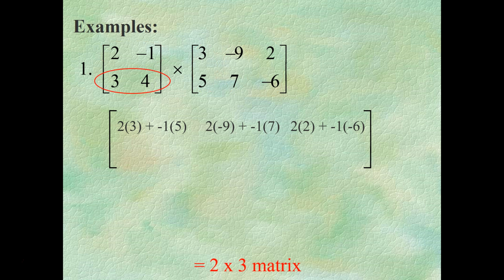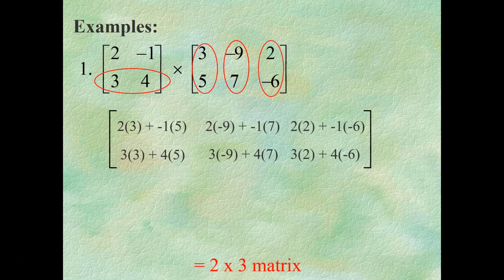So that means we're going to go down to the second row. In the second row, we're going to multiply that second row times the first column to get the first element there. So we're going to take 3 times 3 plus 4 times 5. To get the next element, we would take 3 times negative 9 plus 4 times 7. And lastly, we would take 3 times 2 plus 4 times negative 6.